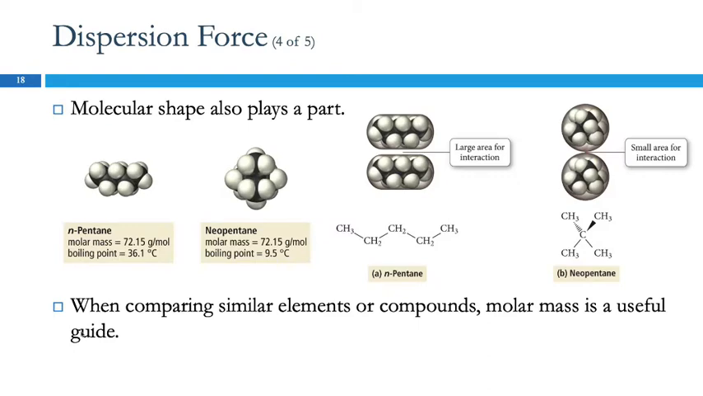The shape of a molecule also plays a part. Here we have two different forms of pentane. This is normal pentane, and this is neopentane. They have the same number of carbon atoms and hydrogen atoms, the same molar mass, 72.15. They have the same chemical formula, but the shape of the molecule is different.